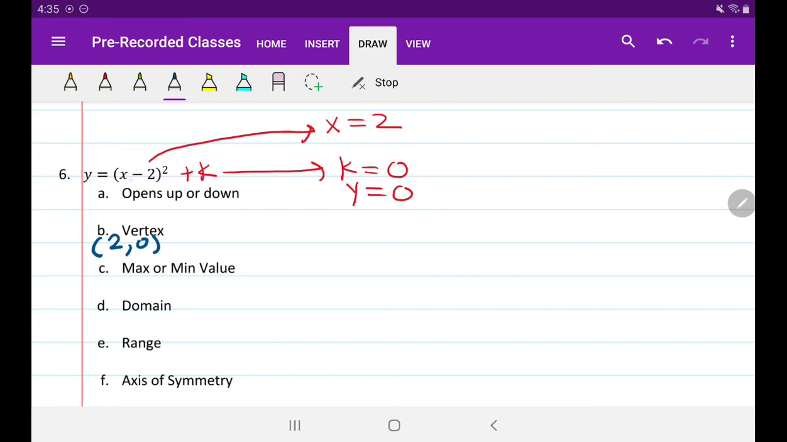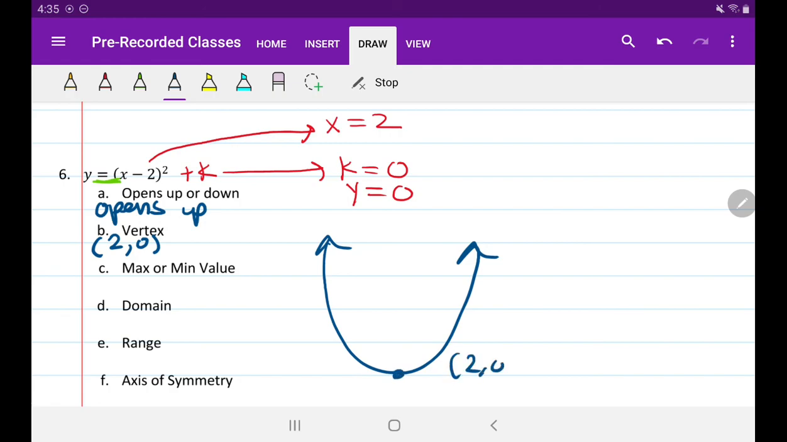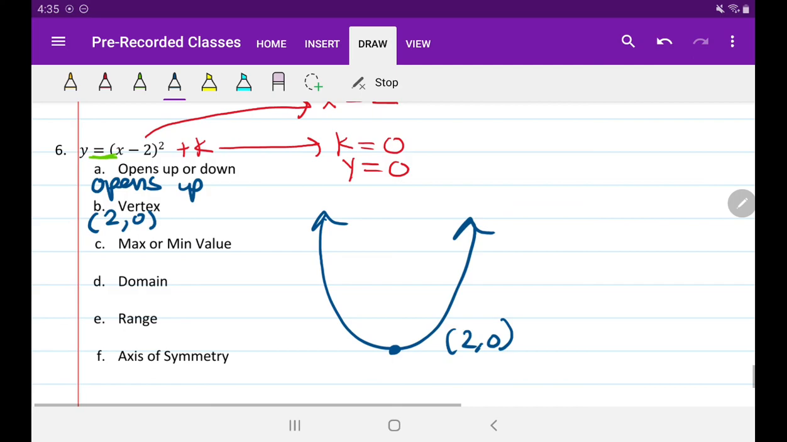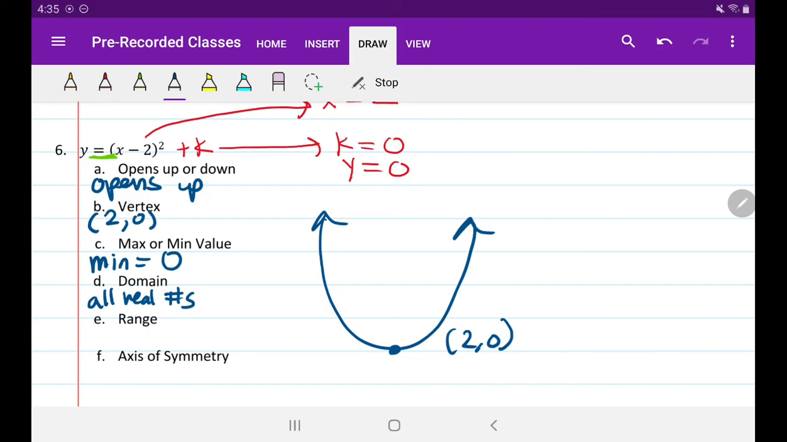And so does this open up or down? Well, you've got this positive 1 hiding in front of your parentheses that we just can't see. So we're going to say this opens up, right? So we've got a parabola that opens up, and our vertex is down here at (2, 0). So a max or a min value, we're going to have a min. Min is always the same as your y-coordinate, which is going to be 0. The domain is all real numbers. And then the range, well, we'll start at our min of 0, and we'll go up to positive infinity, and then the axis of symmetry is the same as our x-coordinate of our vertex, which is just 2.